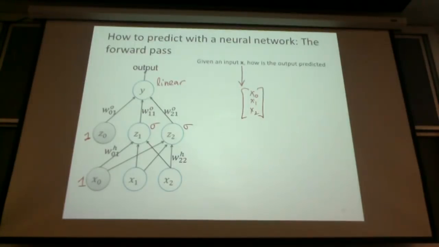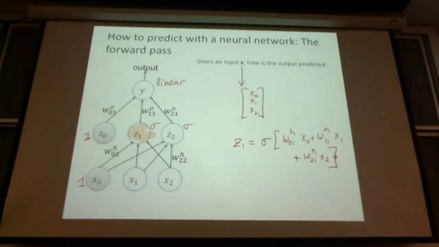It turns out predicting with a neural network, there is really not much of a mystery. What you do is you go one node at a time. In order to compute the value of Z1, you have all the information needed. What's the value of Z1? Z1 is sigmoid of its corresponding weights. So it is W01 H x0 plus W11 H x1 plus W21 H x2. It's the sigmoid of the dot product.